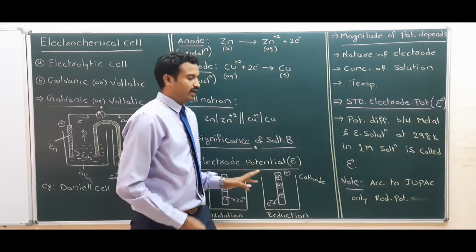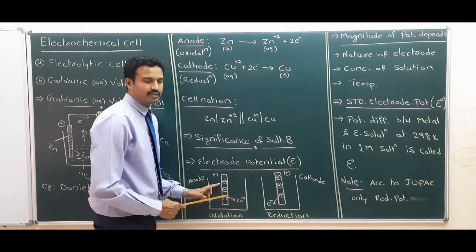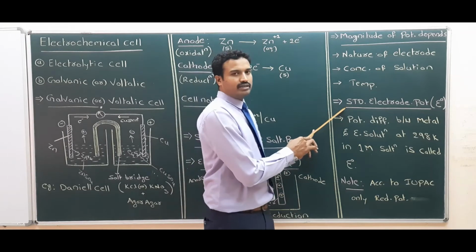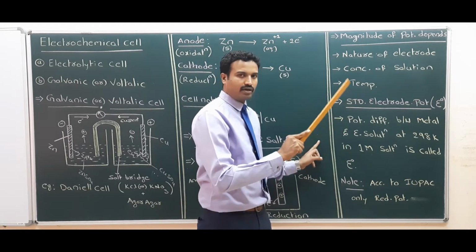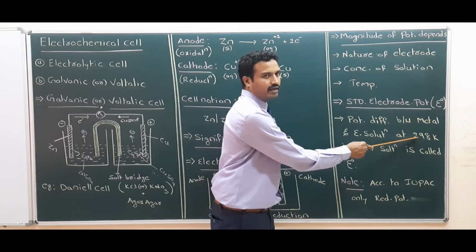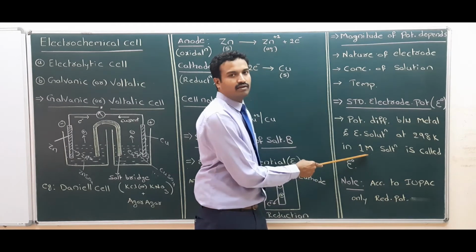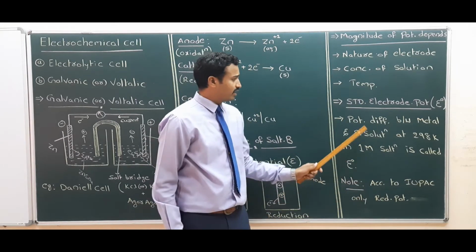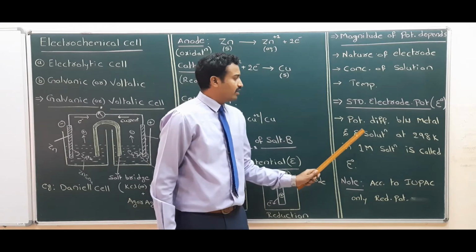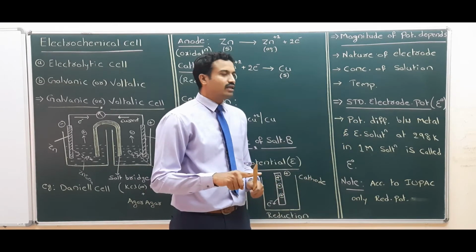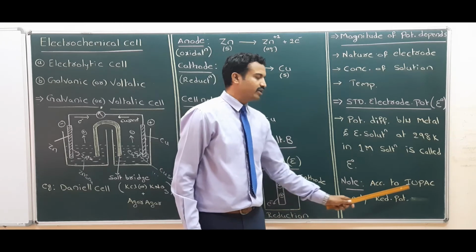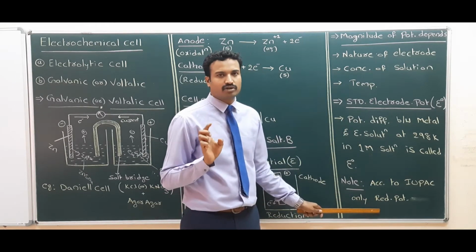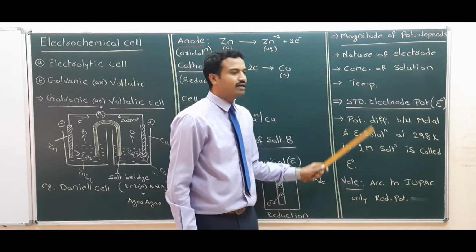Conditions are standard. Electrode potential means the potential difference between the electrode and the solution. Standard electrode potential means the same when the temperature is constant at 298 Kelvin and the concentration is constant at 1 molar. Next, for standard electrode potential we can take the oxidation potential or the reduction potential, but according to IUPAC norms we should take only the standard reduction potential. This is about standard reduction potential.